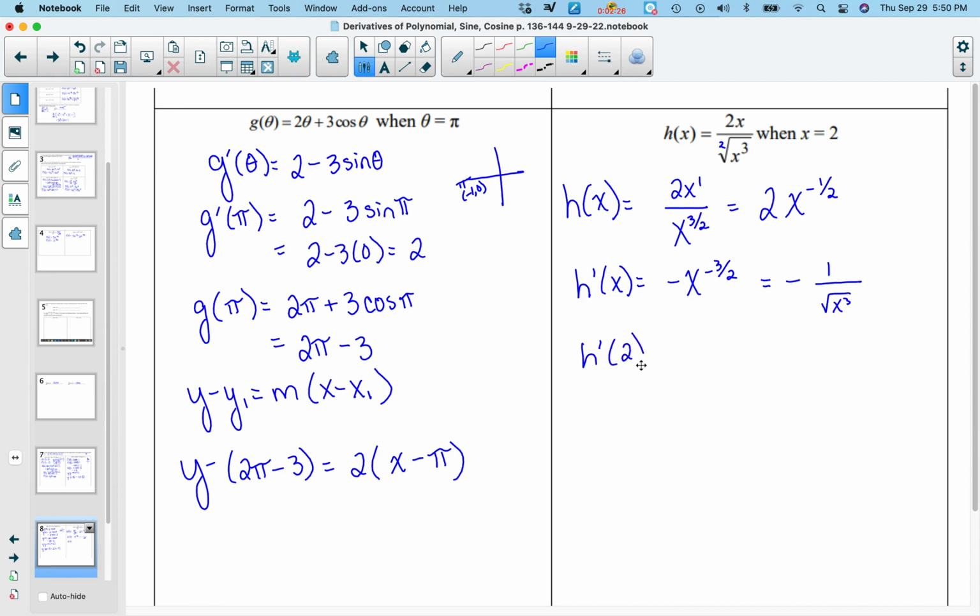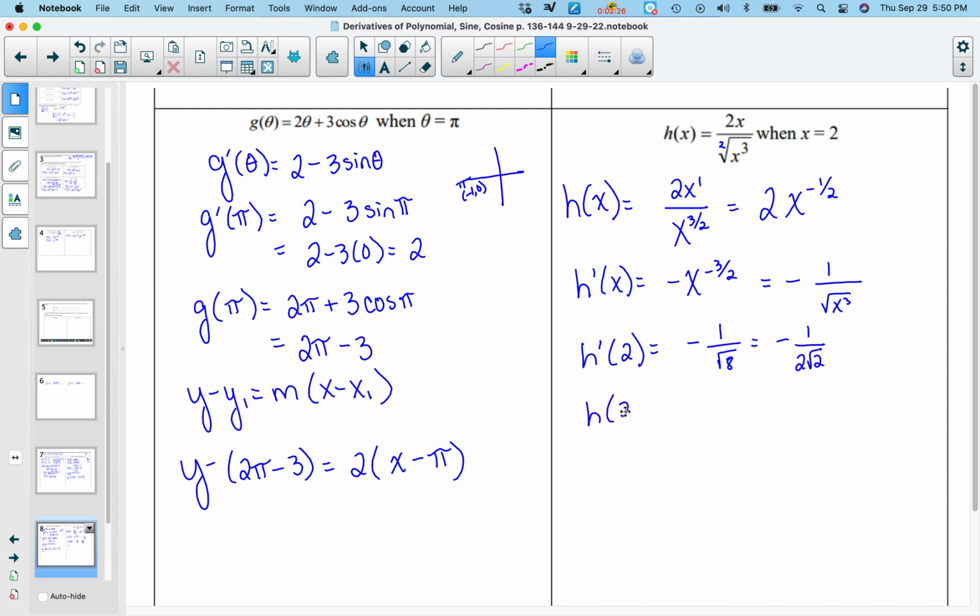We need to know h prime of 2. So I get negative 1 over the square root of 2 cubed, which is 8. And we can simplify this. It's okay if you left it the square root of 8. You don't have to simplify that, but we know there's a perfect square in there, 4 times 2. So you get negative 1 over 2 root 2. I'm going to leave it like that. So that's the slope of my tangent line.